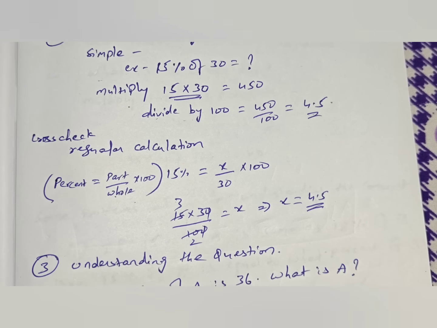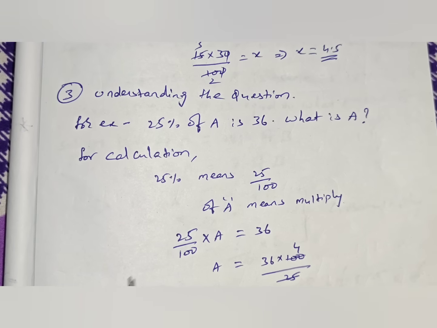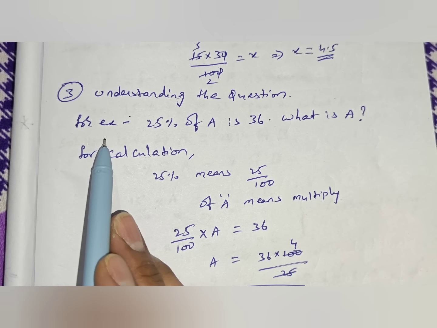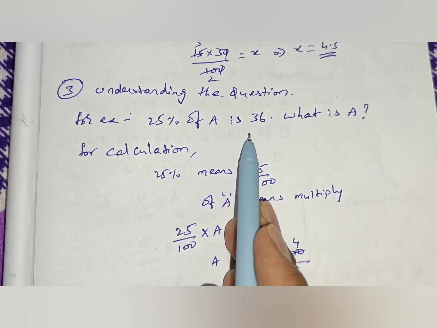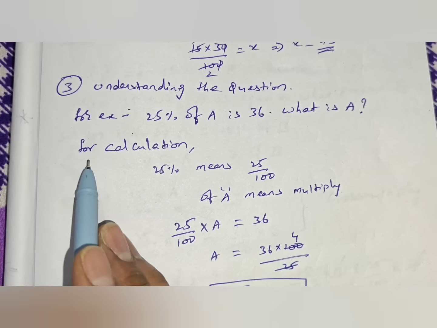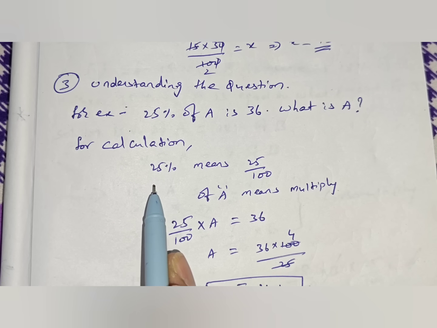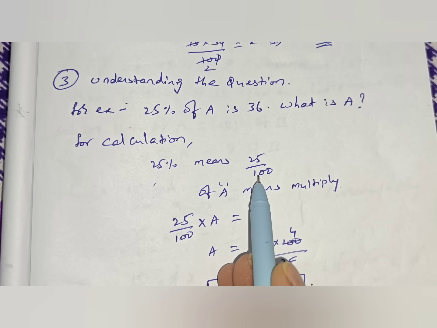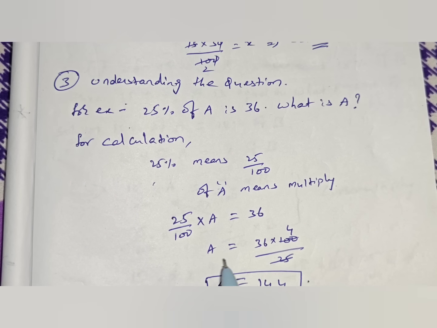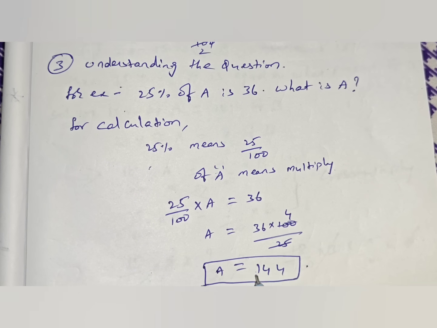The main important trick is to understand the question. For example, 25 percentage of A is 36. What is the value of A? Then for calculation, 25 percentage means 25 by 100 of A, which means just multiply the value 25 by 100 with A. You will get 25 by 100 into A is equal to 36. So the value of A comes to 144.